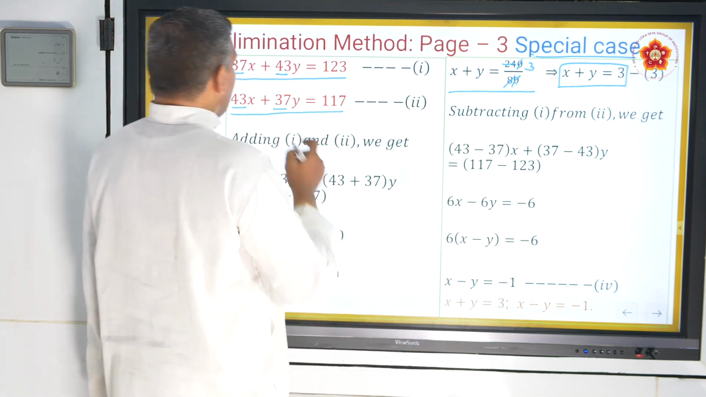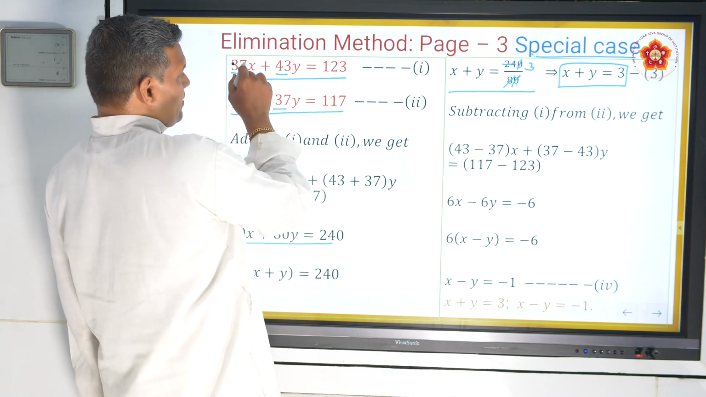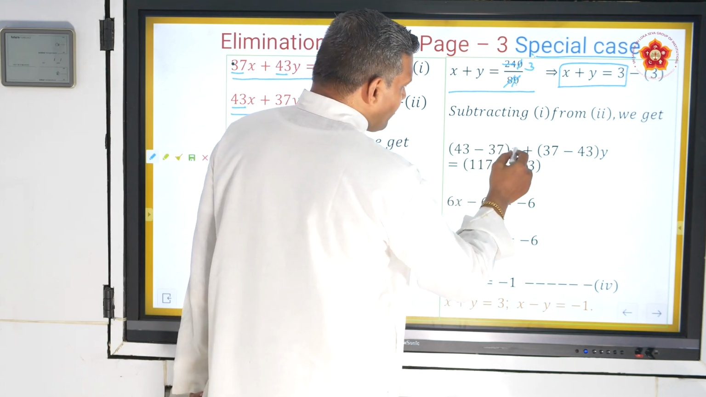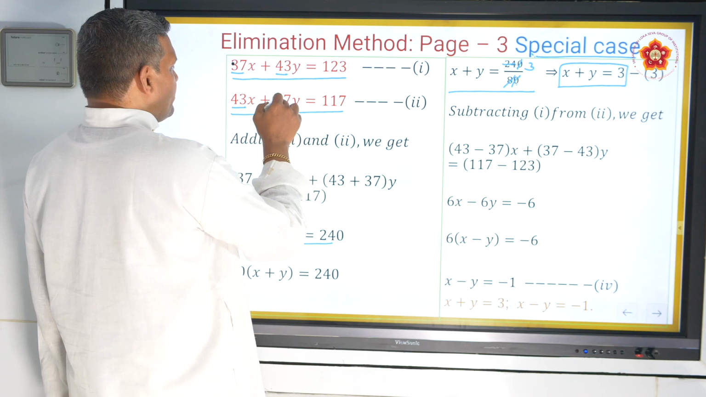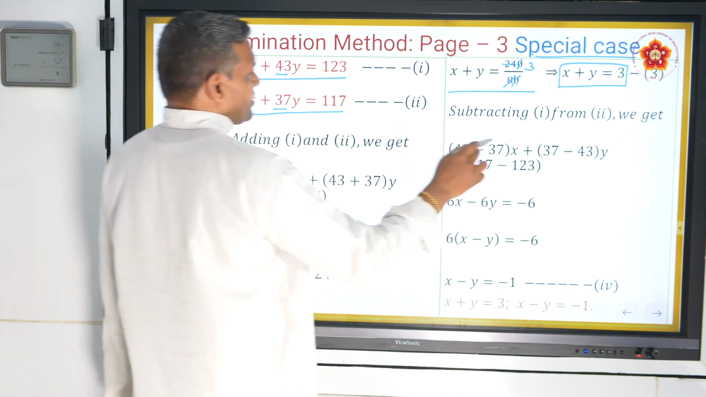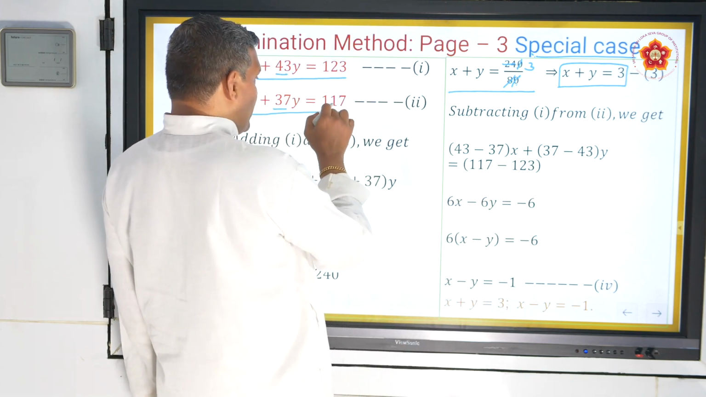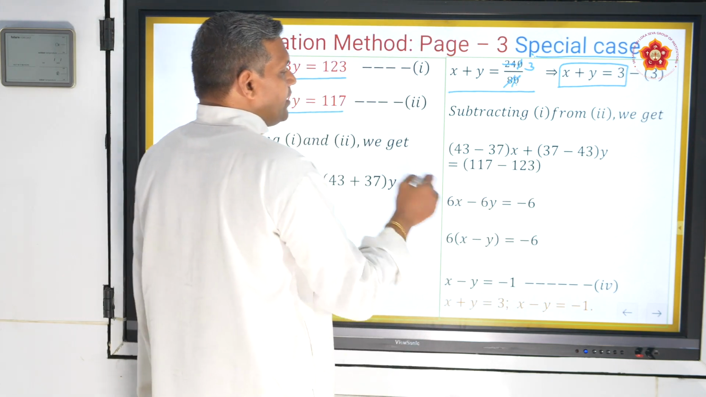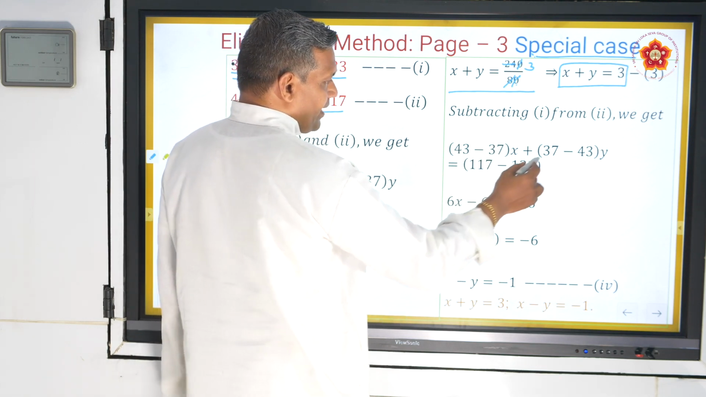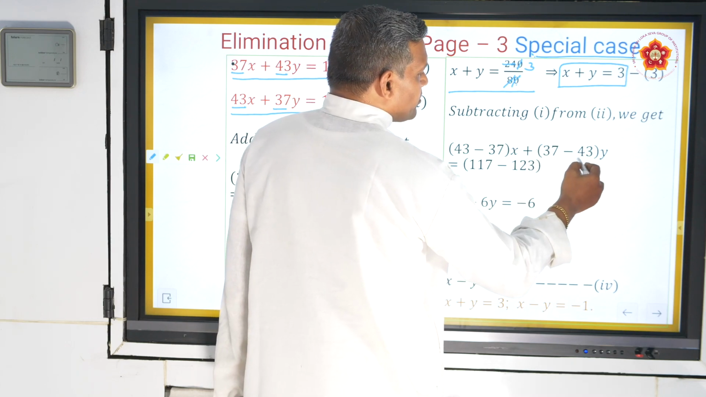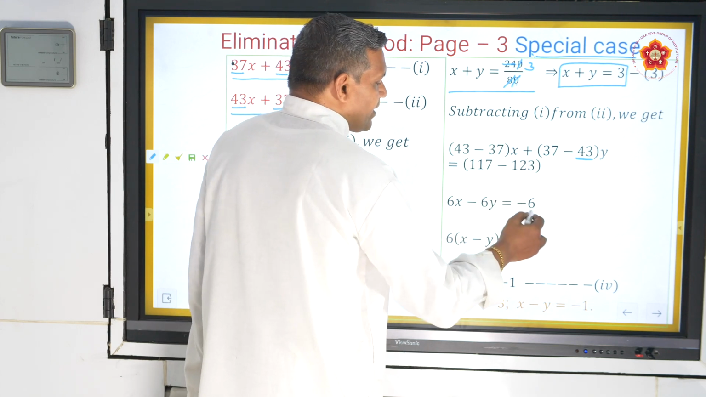Then what will happen? If you are subtracting 1 from 2, what will happen? 43x minus 37x, x common taken, plus 37 minus 43, so 37y minus 43y and taken y common is equals to 117 minus 123. So when I subtract, I get 6x. Of course, the difference is 6. And here also, because the positive number is small and the negative number is big, I get minus 6y. And the difference is minus 6.